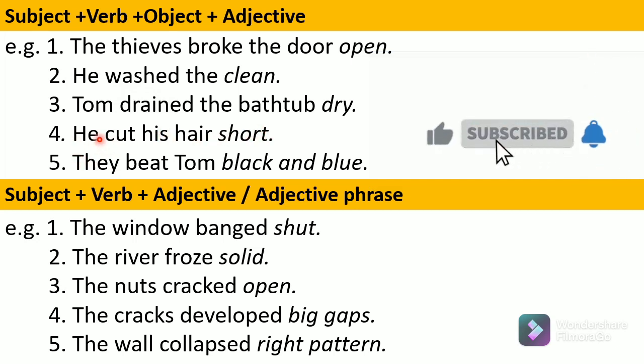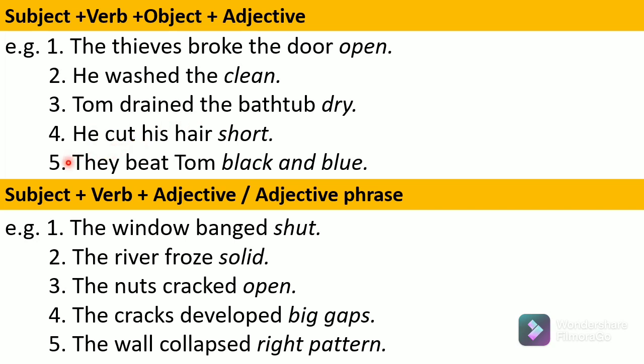Again, in the fourth example, the action of cutting and getting it short happened at the same time, at the same place, by the same subject. The subject did not do these two actions separately, cutting and making it short. He cut his hair to that level that it automatically got short, right? So short is the end result of the cutting of the hair.